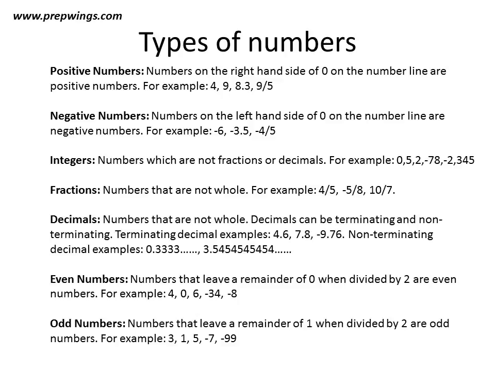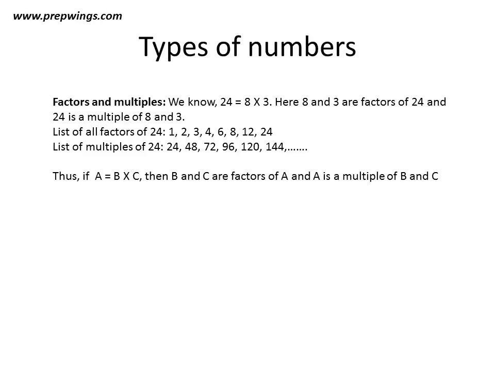Now odd numbers. Odd numbers are numbers that leave a remainder of 1 when divided by 2. So for example, 3, 1, 5, 7, -7, -99, all these are odd numbers. Again, as you can see, odd numbers can also be negative. Okay, we'll continue with the types of numbers.